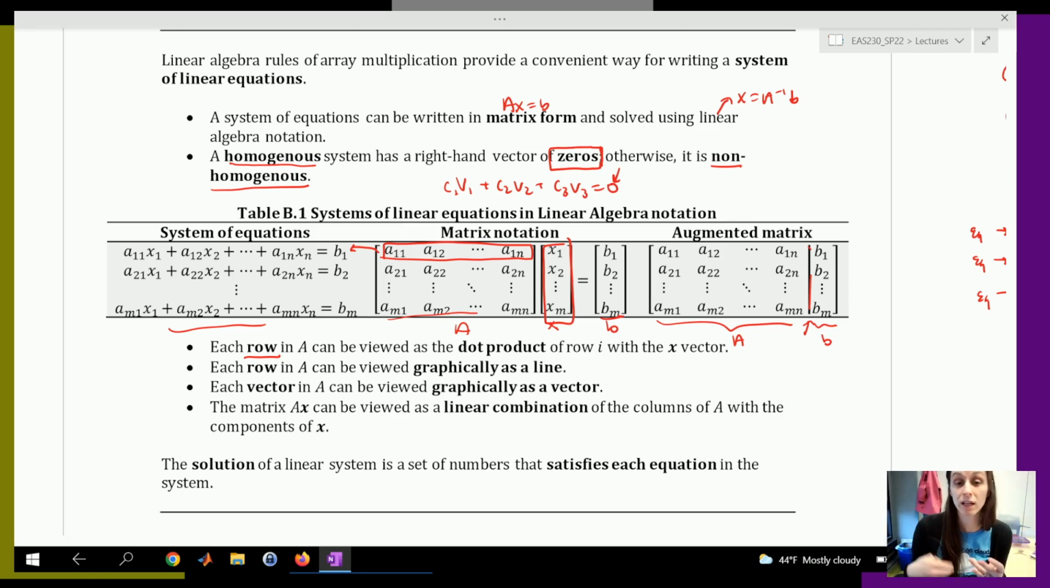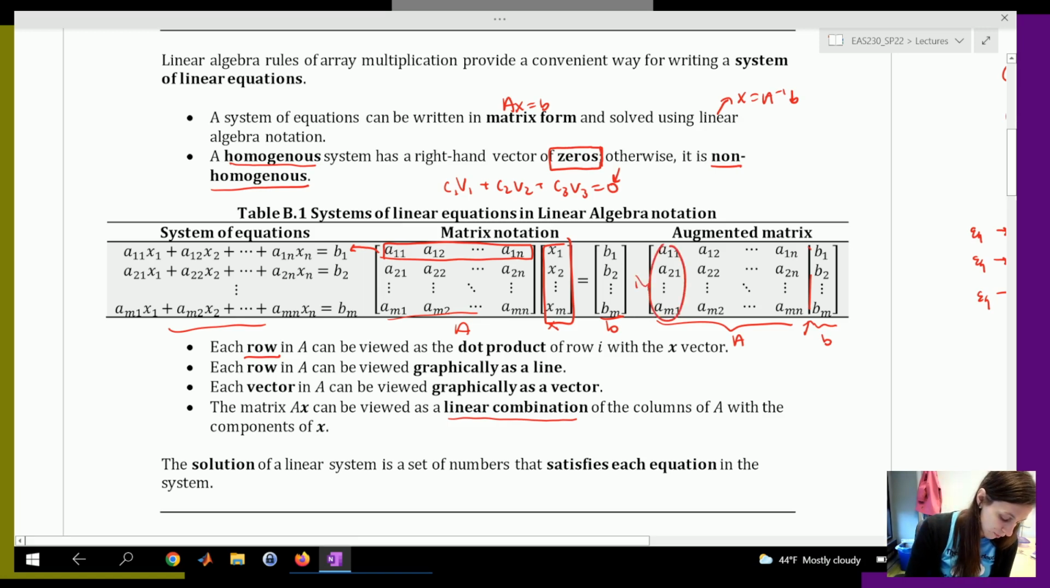We can view everything as vectors as well. So each column in A can be viewed graphically as a vector. Each row can be viewed as a vector. And then our matrix can also be viewed as a linear combination. We talked about this earlier this week, where the columns of A are combined with the corresponding components of x. So this column in front of x1, this column in front of x2, this column in front of x3, etc. So there's lots of different ways we can view our system of equations.